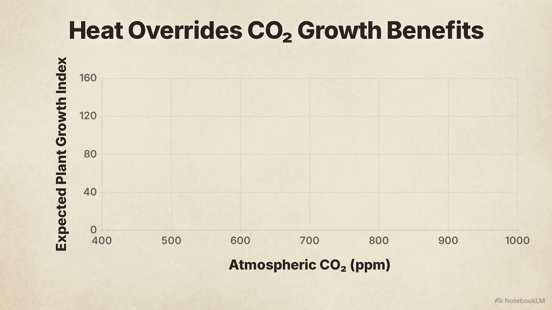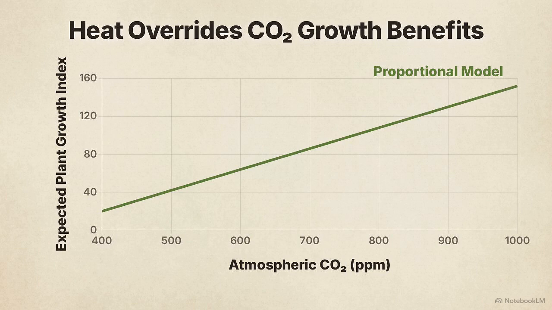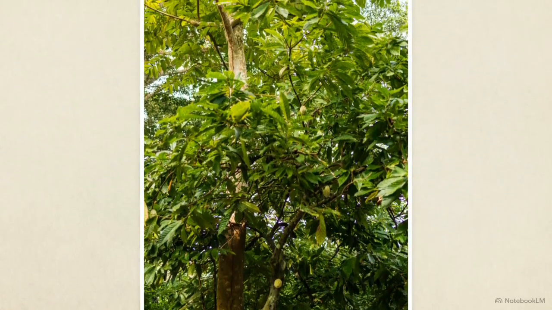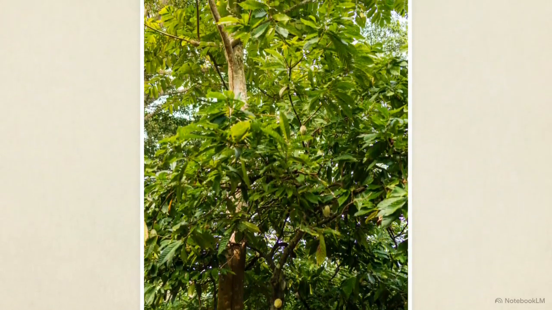This standard projection chart plots atmospheric CO2 against expected plant growth. Models predict a carbon-enriched atmosphere drives proportional yields. But look at this second data line mapping actual response under compounding heat. At 36 degrees Celsius, the plant's photosynthetic engine abruptly fails. The subject generating this data is Theobroma cacao L, the cacao tree.